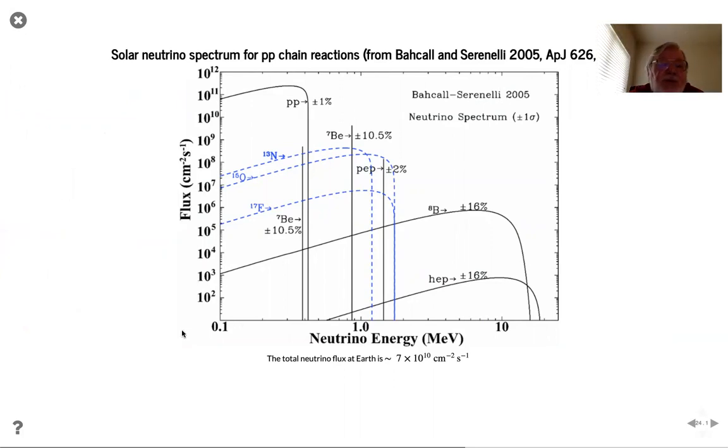A few Nobel Prizes were actually given for neutrino detection in the sun, as you know, and this text here reminds us that the total neutrino flux from the sun measured at Earth is approximately 10 to the 11 neutrinos going through one square centimeter per second.